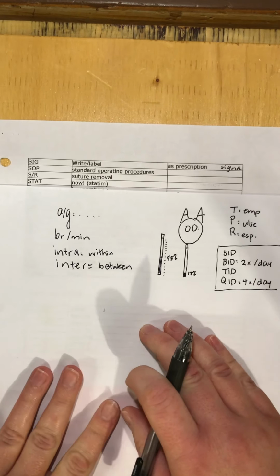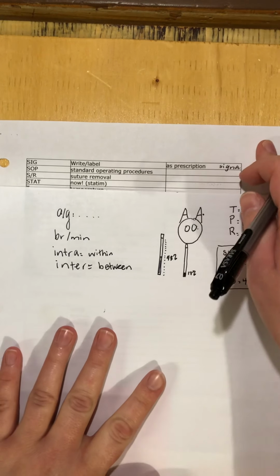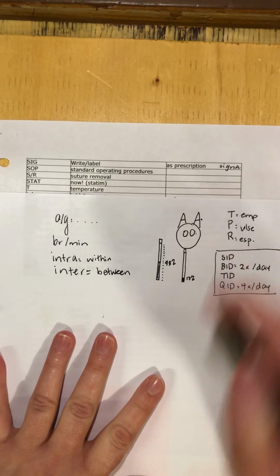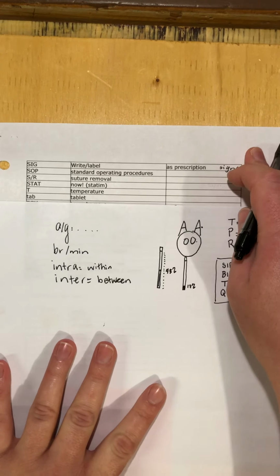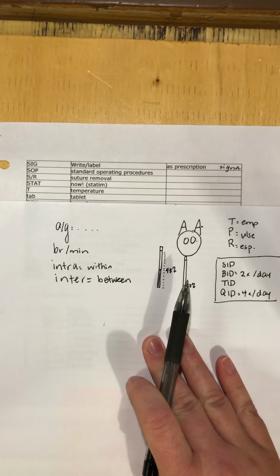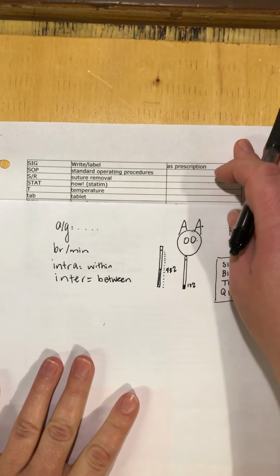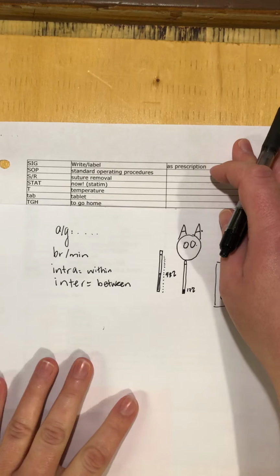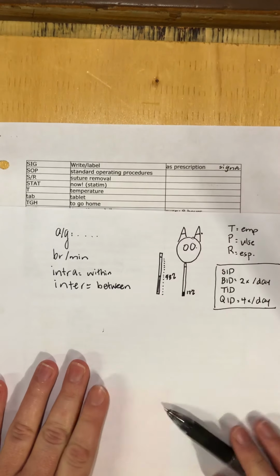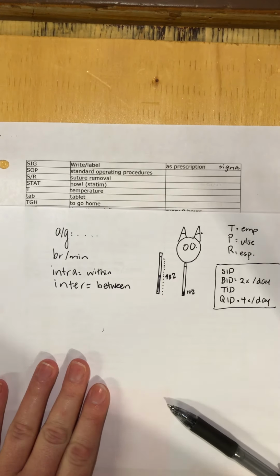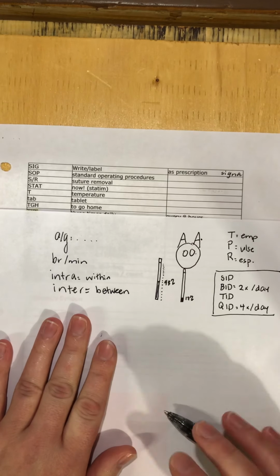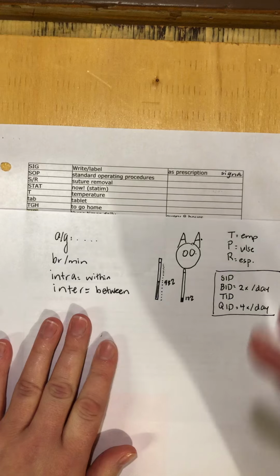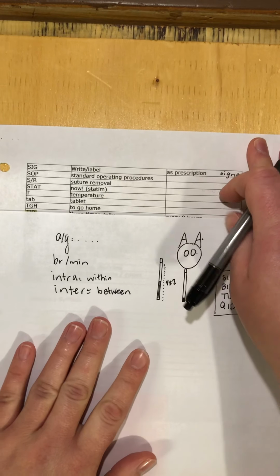Stat means now, immediately. You've probably seen it in medical shows. T is for temperature. We have that one right here. Tab is for tablet, so that's like a format of medication. TGH is to go home. Often the doctors will write in a file TGH with dental food, or to go home with shampoo.